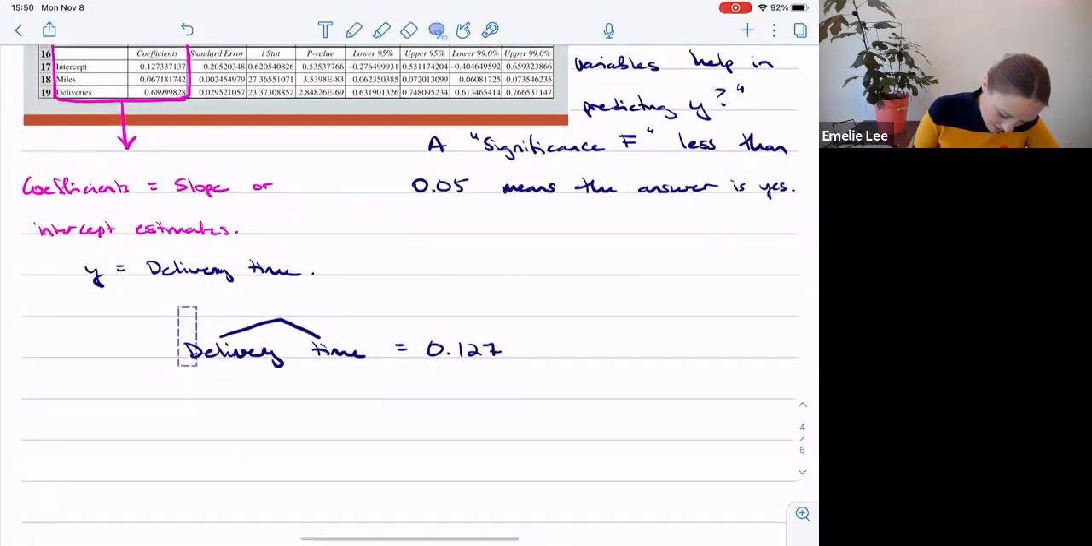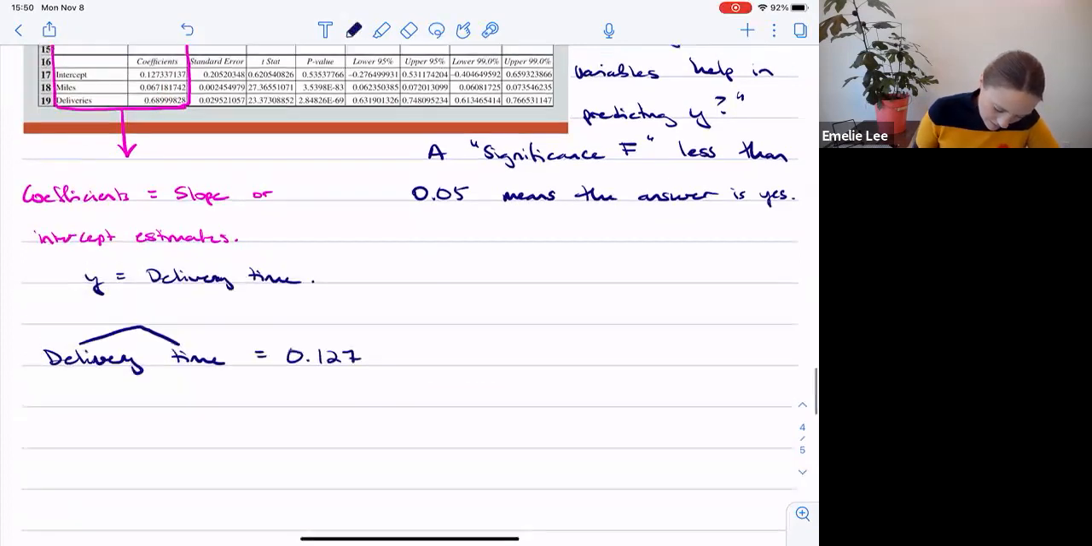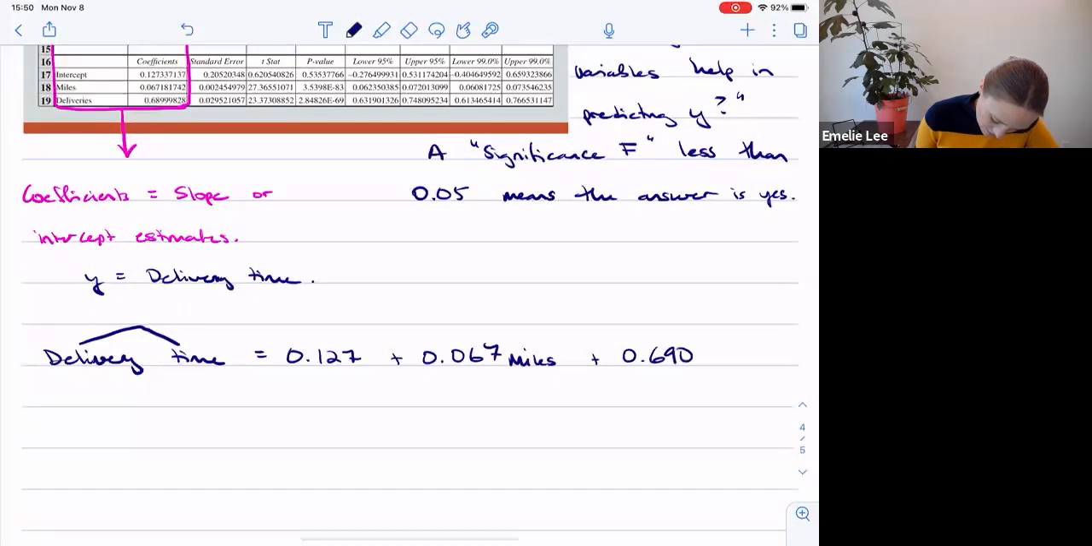So the predicted delivery time, and let's move it over here, is the intercept plus 0.067 times the miles plus 0.690 times the deliveries.